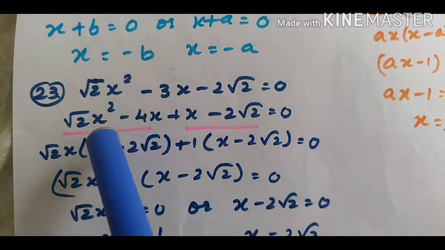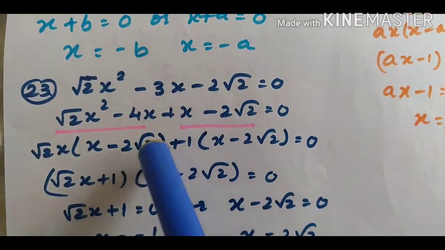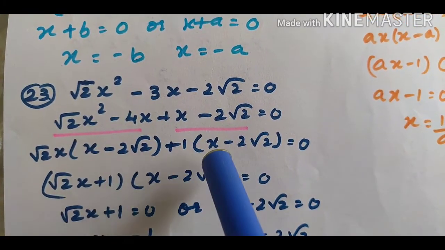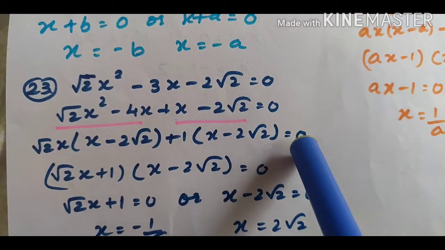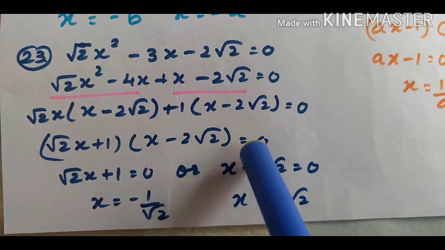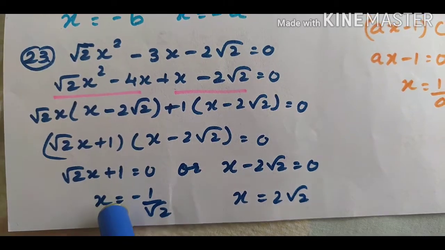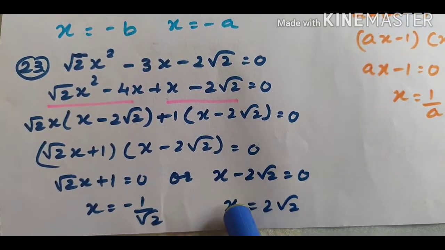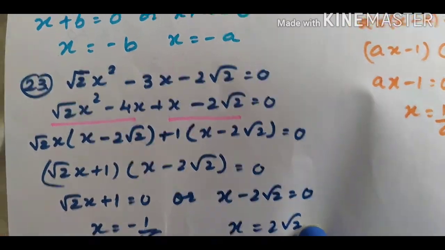From these 2 brackets, 2 terms, root 2 x is common. So here I get x minus 2 root 2. You all know that root 2 into 2 root 2 becomes 4. Here nothing is common, I take plus 1 common: x minus 2 root 2 is equal to 0. So root 2 x plus 1, x minus 2 root 2 equal to 0. Separately taking the brackets equal to 0, I get x: this plus 1 comes on the right side and becomes minus 1 upon root 2. Here I get x equal to 2 root 2. Means I get 2 roots, minus 1 by root 2 and 2 root 2.